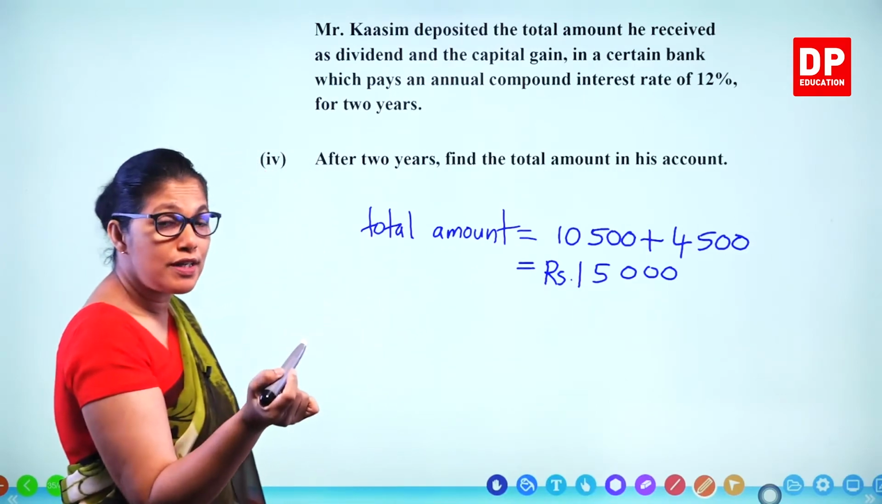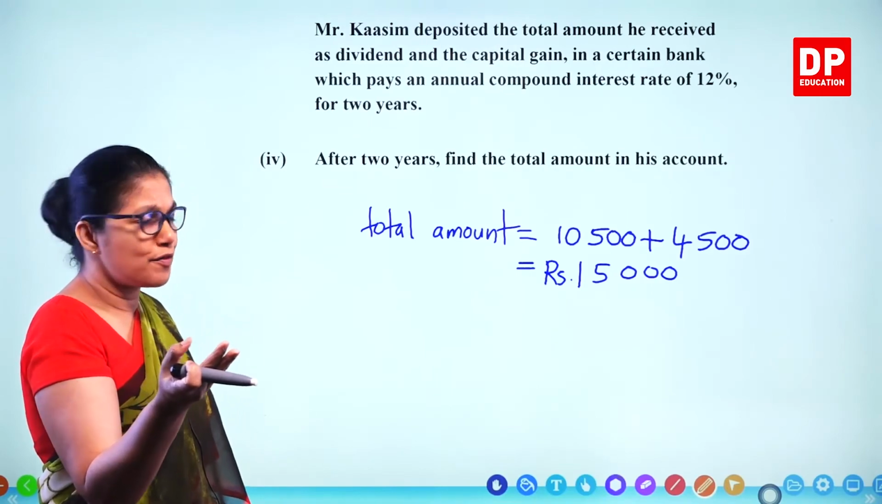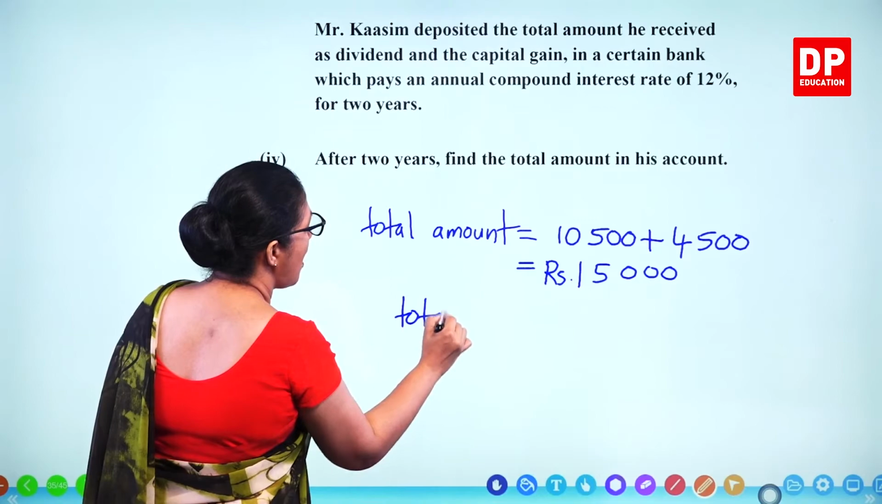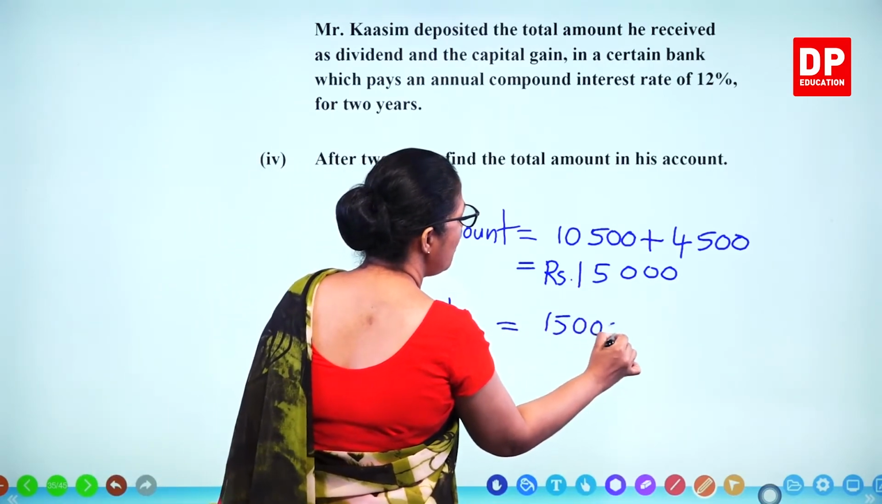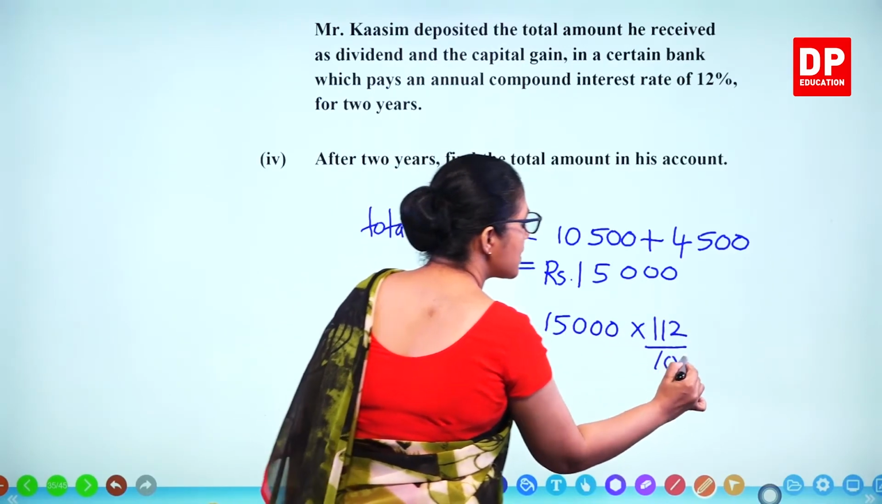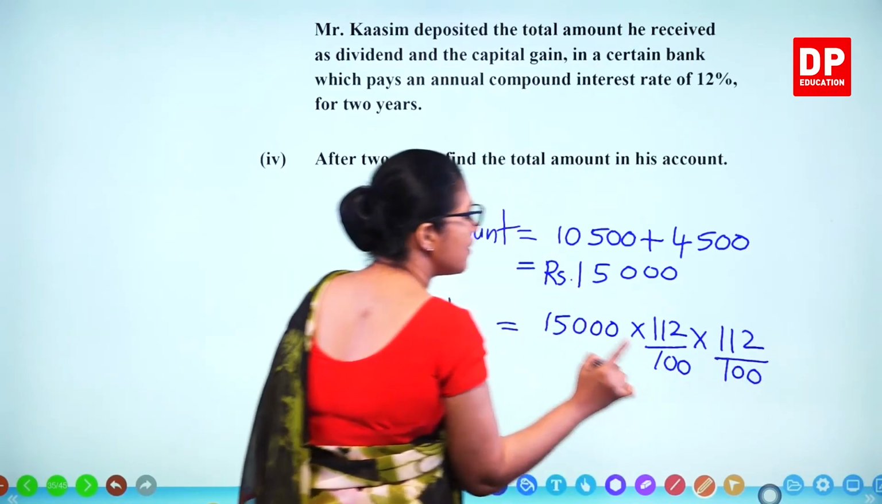So this is compound interest 12%. If you put 100, you get 112 after 1 year. So what's your total gain after 2 years? 15,000 into 112 over 100. That's for the first year. Again, you multiply by 112 over 100 for the second year.